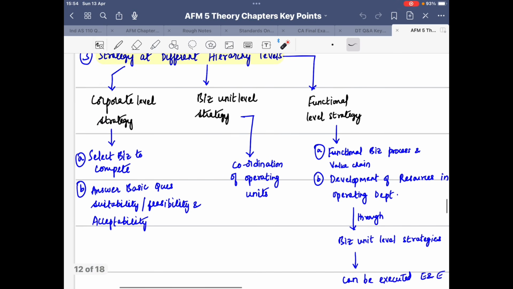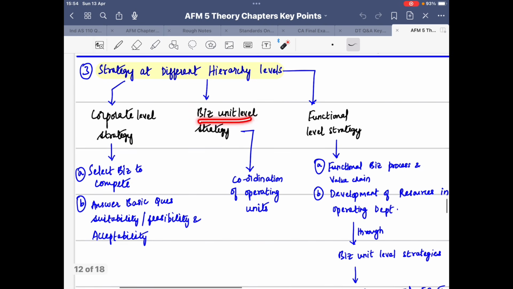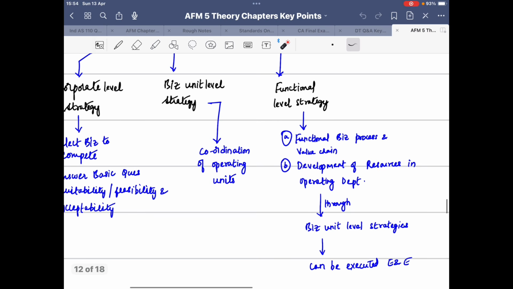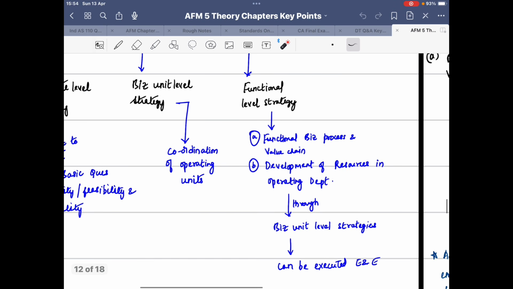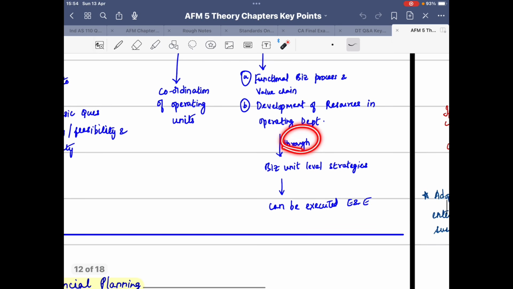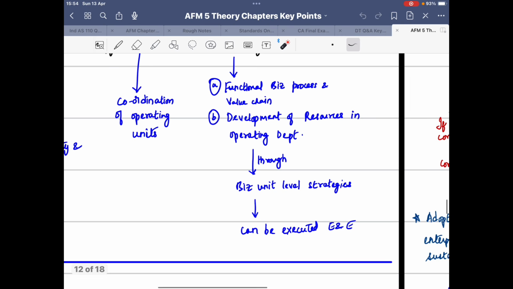Corporate level strategy: select business to compete, answer basic questions like suitability, feasibility and acceptability. Business unit level strategy: coordination of operating units. Functional level strategy: functional business process and value chain, development of resources in operating department. Through business unit level strategies, they can be executed effectively and efficiently.